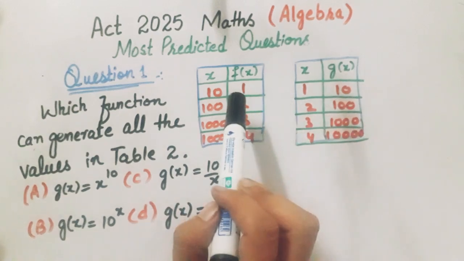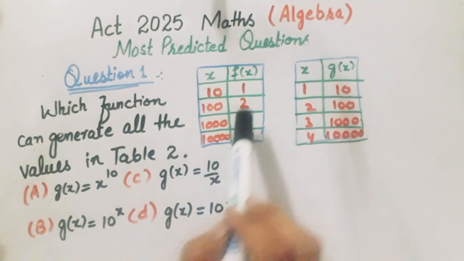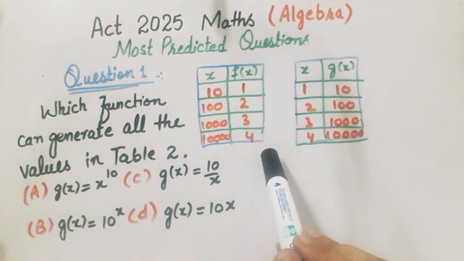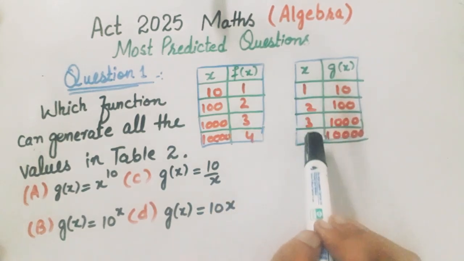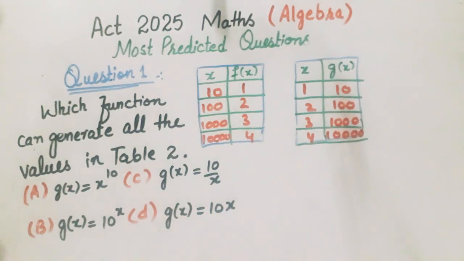Both tables are given. In the first table, x values are 10, 100, 1000, 10,000 and f of x is 1, 2, 3 and 4. Then x is 1, 2, 3 and 4 and g of x is equal to 10, 100, 1000 and 10,000. So 4 options are given: g of x is equal to 10 raised to power x, x raised to power 10, g of x is equal to 10 by x, and the last one is g of x is equal to 10 into x.